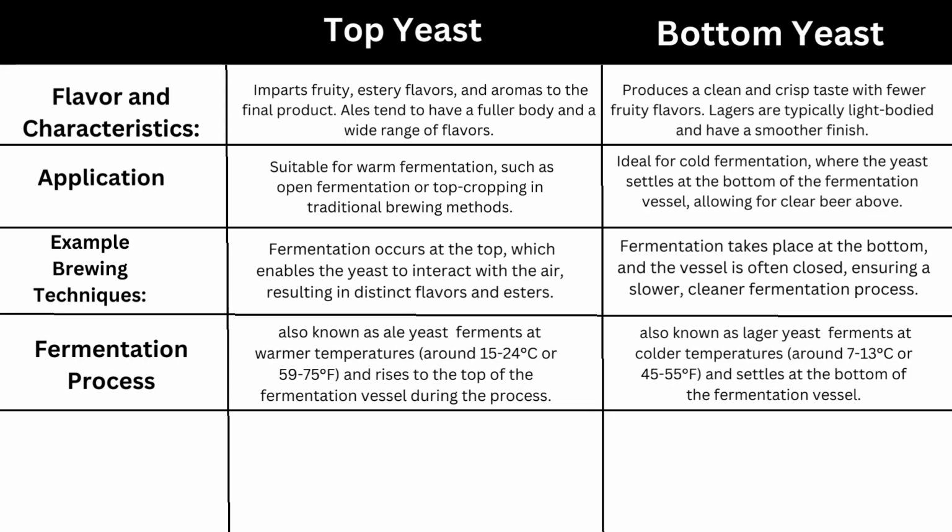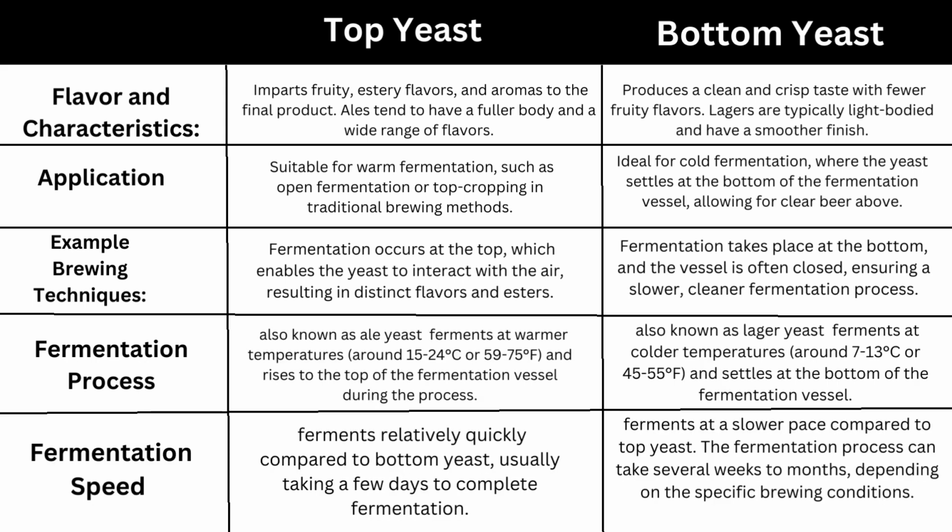Top yeast. Top yeast is also known as ale yeast. It ferments at a warmer temperature, around 15 to 24 degrees Celsius or 59 to 75 Fahrenheit, and rises to the top of the fermentation vessel during the process. Bottom yeast. Bottom yeast is also known as lager yeast. It ferments at a colder temperature, around 7 to 13 degrees Celsius or 45 to 55 degrees Fahrenheit, and settles at the bottom of the fermentation vessel.